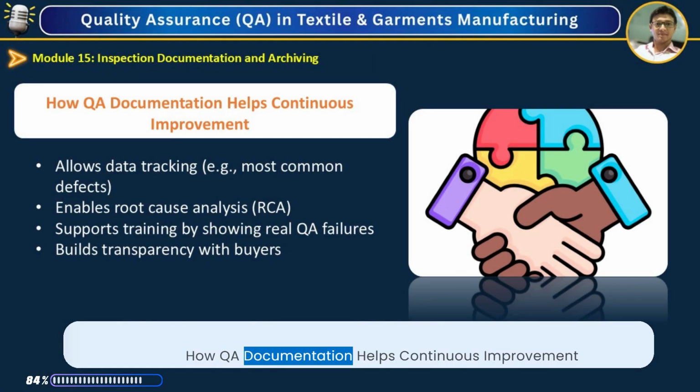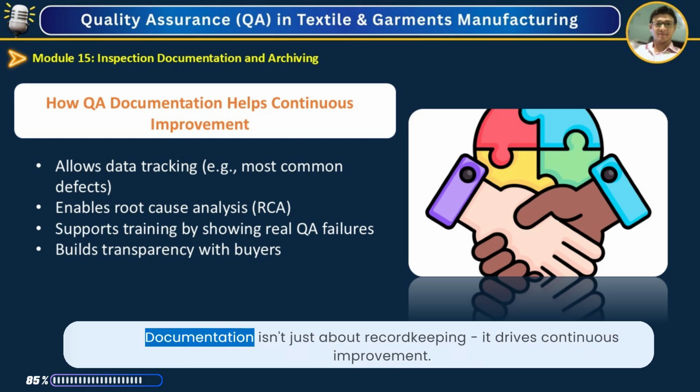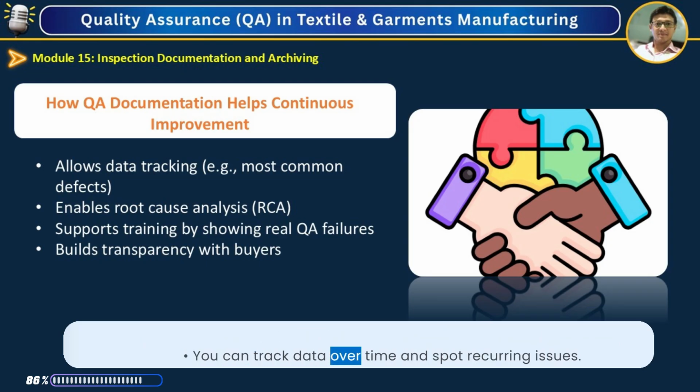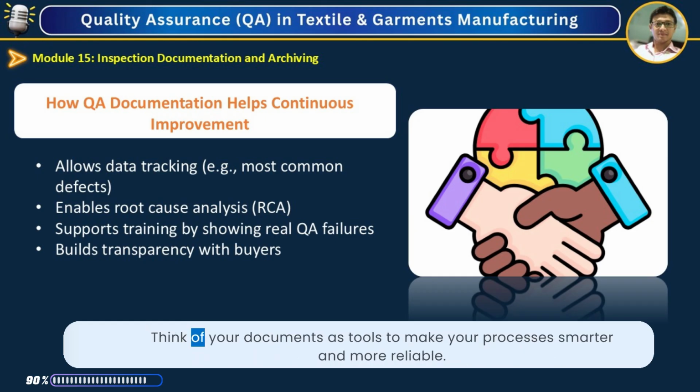How QA documentation helps continuous improvement. Documentation isn't just about record keeping. It drives continuous improvement. You can track data over time and spot recurring issues. Use reports for root cause analysis. Real inspection reports serve as great training material. It also builds buyer trust by showing transparency. Think of your documents as tools to make your processes smarter and more reliable.